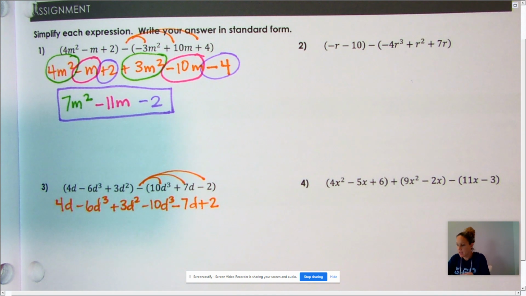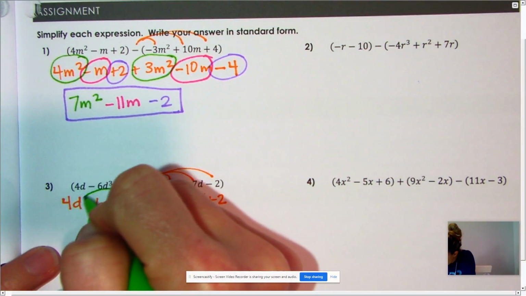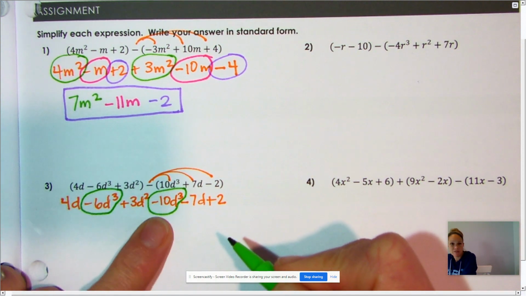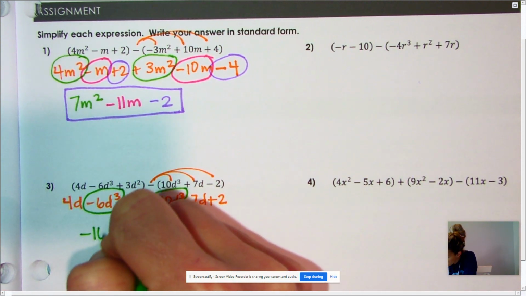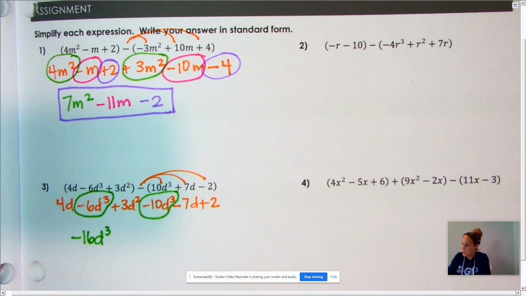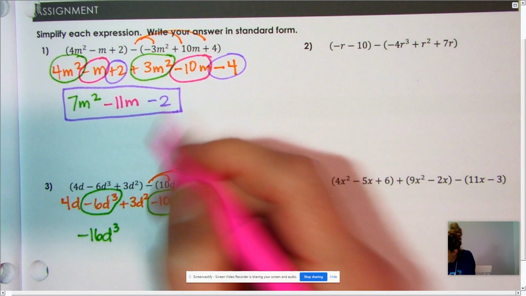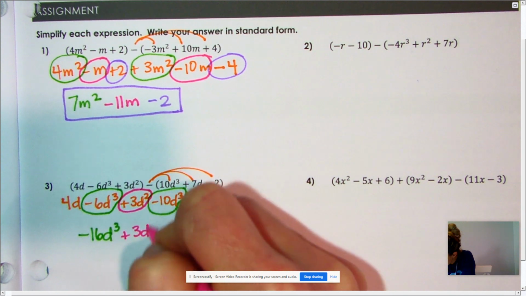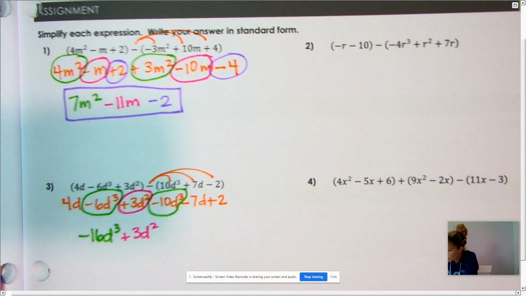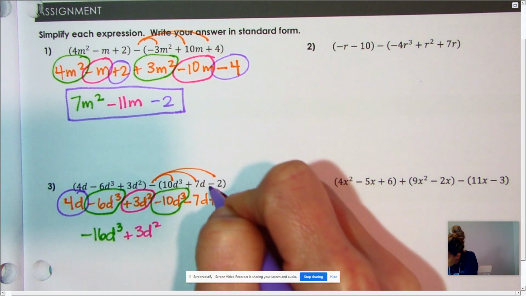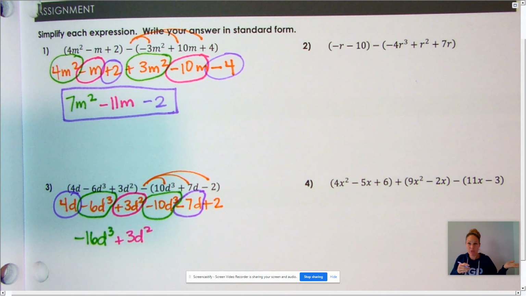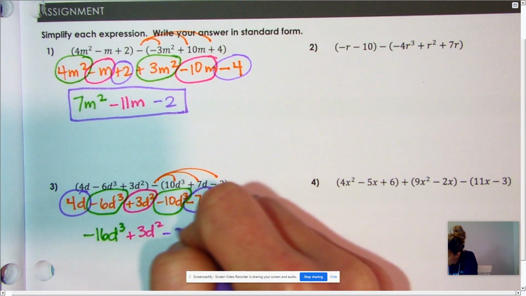Okay, so now we're going to put things together that are alike. So I'm going to start with the d to the third power. So we've got negative 6 and negative 10 makes negative 16 all together. Then I'm going to look at the d squareds. So I've got only one of those. So I'm just going to copy it down, plus 3d squared. Then I'm going to go to my regular d's. So I've got 4 of them and I've got 7 negatives. So there's more negatives. 4 of them are going to cancel out, but I still have 3 negatives left over. So I'm going to write negative 3d.